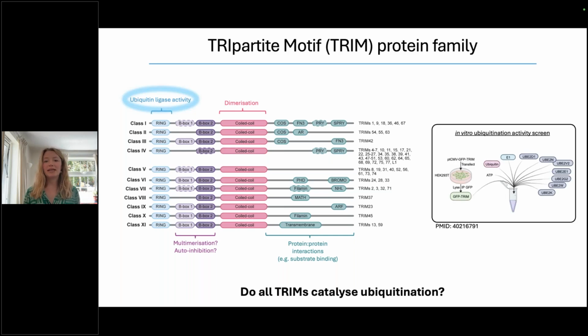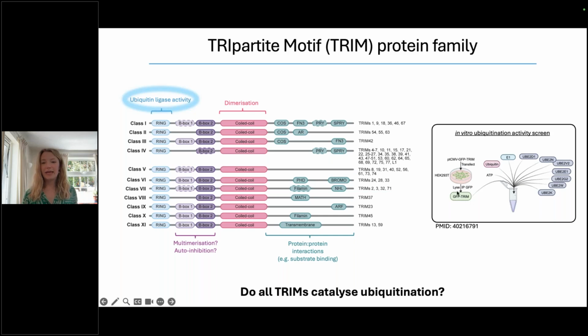So we want to understand throughout the whole family which TRIMs actually do have ubiquitin ligase activity and which ones don't. So I'm going to talk about half of the screen that we used to address this today. And this is an in vitro ubiquitination screen. To do this, I developed a panel of all of the TRIMs with GFP tags, and these were then transfected into HEK293T cells.